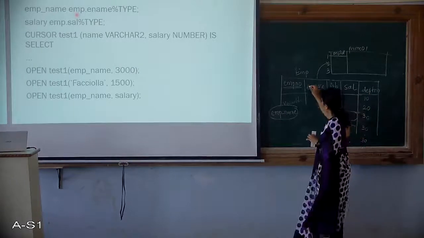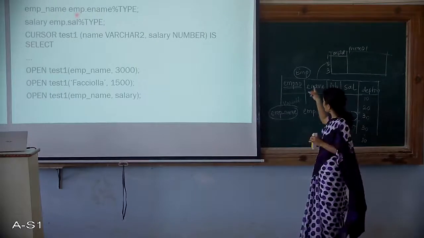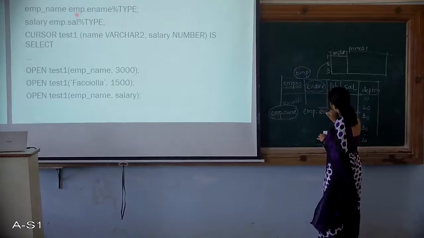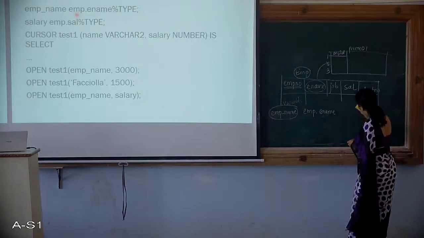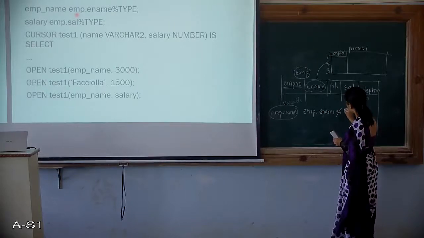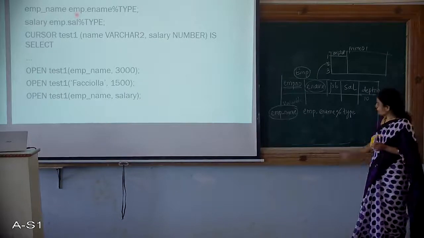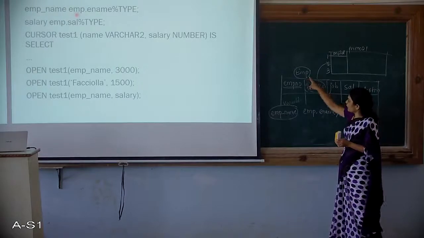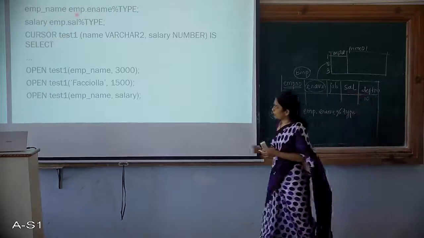So how would I say it? I will say whatever the table name is. EMP is the table name, dot. What is the field name? Which field do I want to make it equal to? E name. And what will I say to make it equal to the exact data type? I will simply say percent type. The moment I say percent type, whatever is the data type of this field of the EMP table will be the same here. It will be automatically set.